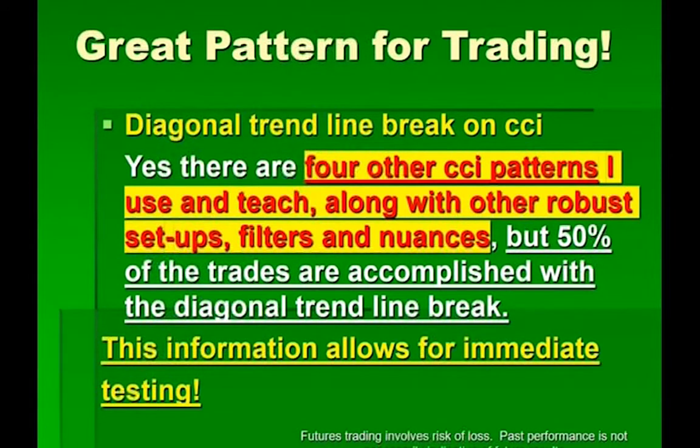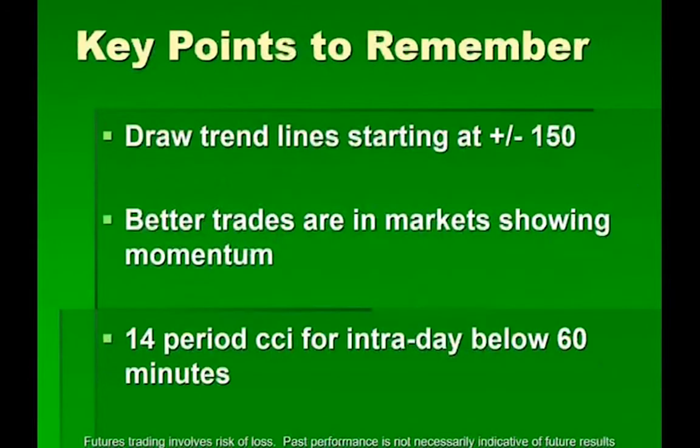Now this diagonal trendline break on the CCI is what I'm going to delve into. There are 4 other CCI patterns I use and teach, along with other robust setups, filters, and nuances, but I don't have the time today to talk about that. I'd say 50% of the trades are accomplished with this diagonal trendline break. I don't care if you are a day trader or a position trader, you can start working with this and you're going to be impressed.